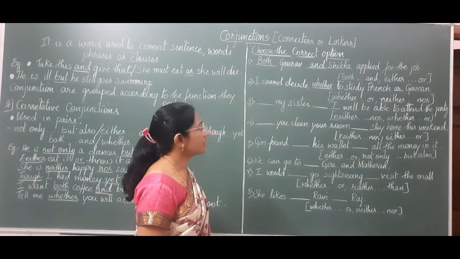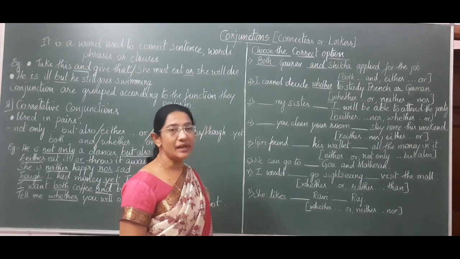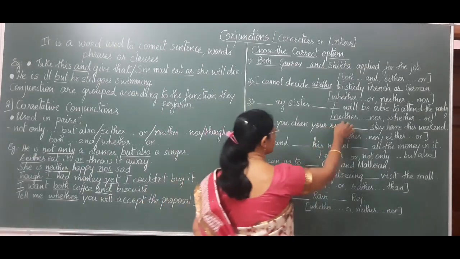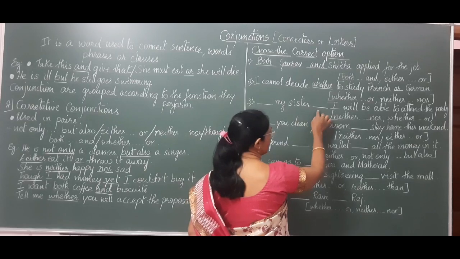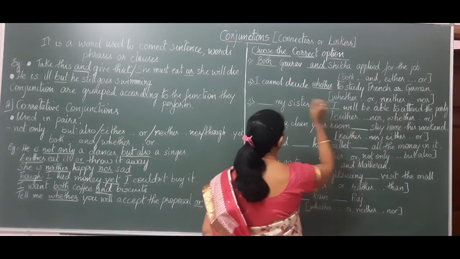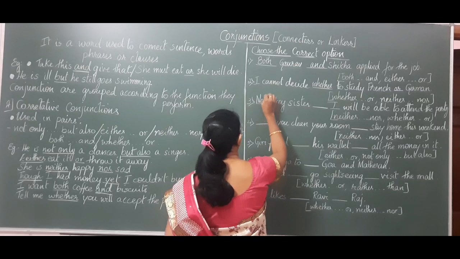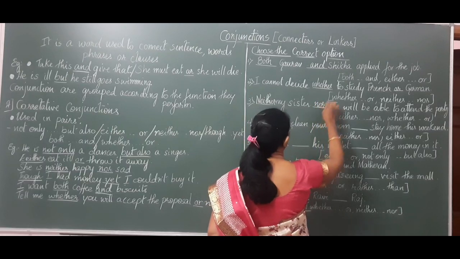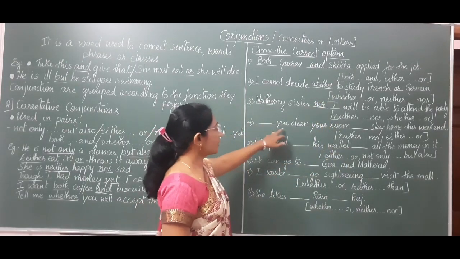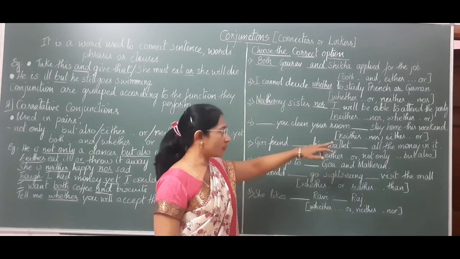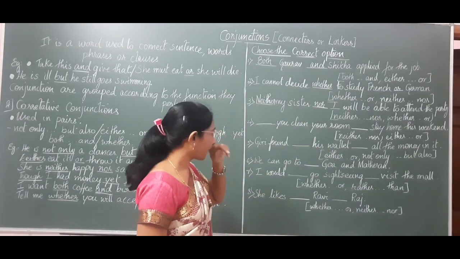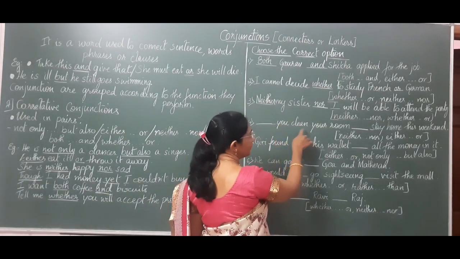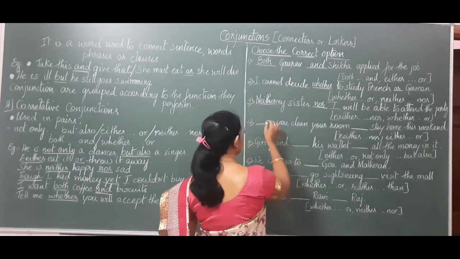Whether to study French or German. Dash my sister dash I will be able to attend the party. So the suitable one: neither my sister nor I will be able to attend the party. Dash you clean your room dash stay home this weekend. The more suitable one: either you clean your room or stay home this weekend.